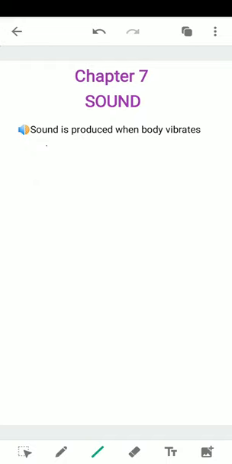In your lower classes you studied that sound is a form of energy which produces a sensation of hearing in our ears. Yes, sound is produced when a body vibrates. I hope all of you are clear. So when is sound produced? Sound is produced when a body vibrates. Thus we can say that each source of sound is a vibrating body.